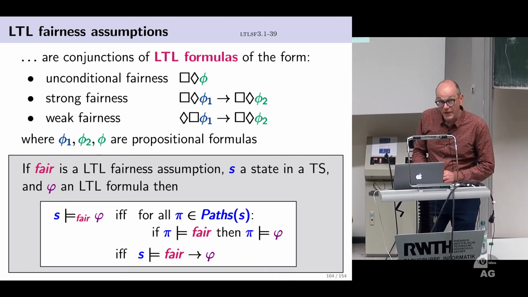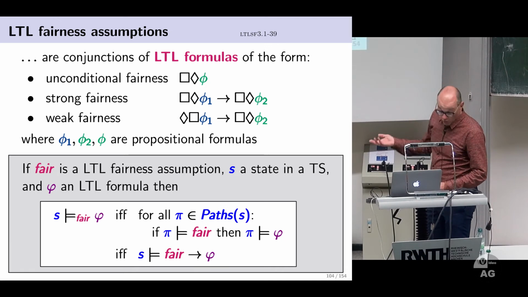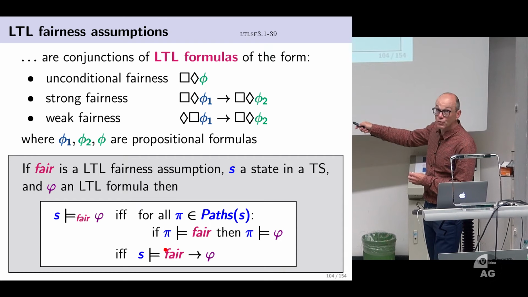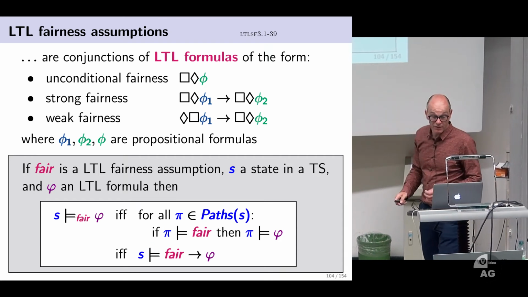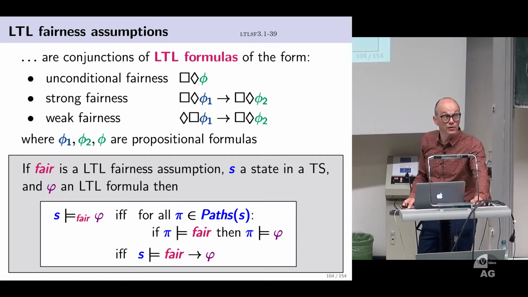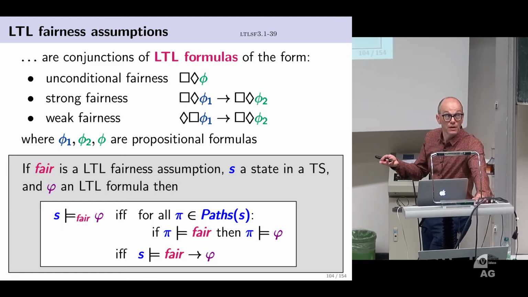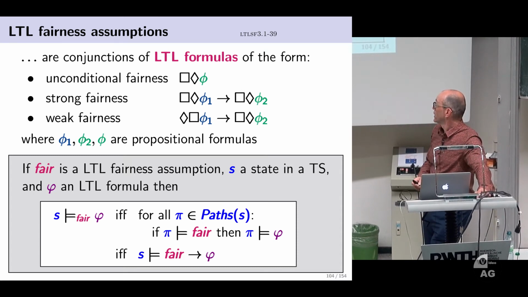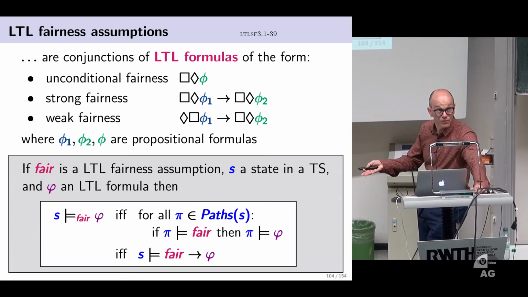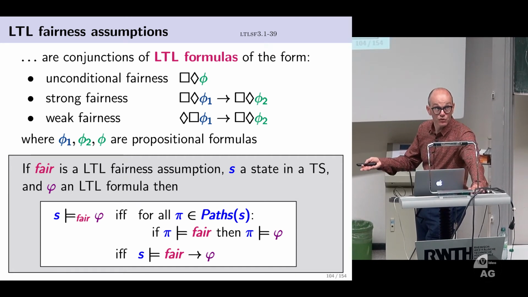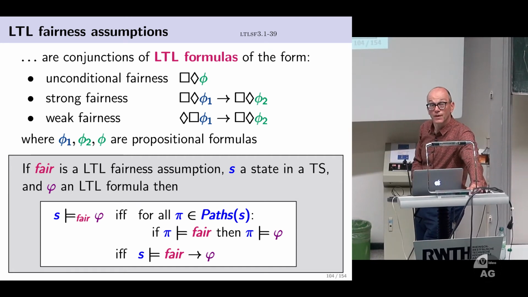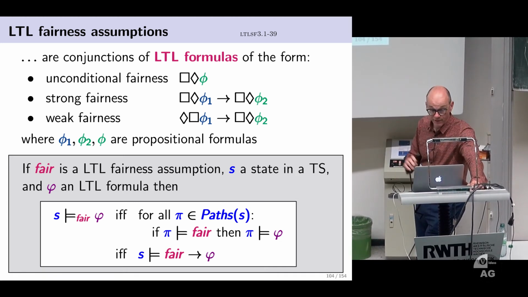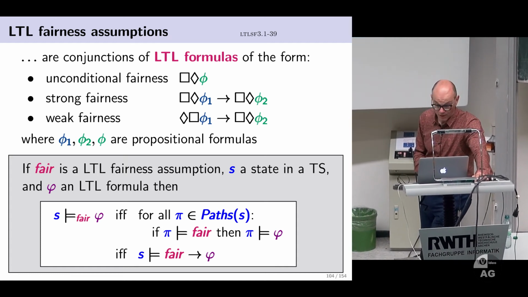So this slide is basically saying that all the LTL fairness assumptions can be put into the formula. That means that if we have a model checking procedure for LTL, an algorithm checking automatically whether a transition system satisfies an LTL formula, I can also apply the same algorithm if I want to check fairness. Because you basically push the fairness into the formula that you're checking, and then you're basically done.